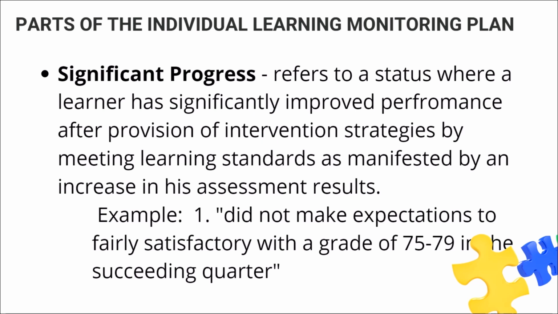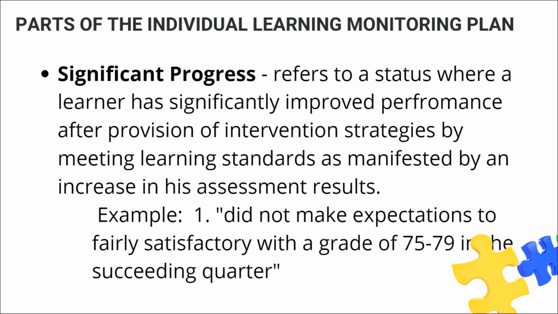So for example, before his grade was failing and now he is not failing anymore, it's maybe between 75 to 79 or a similar level for the formative assessment. Then the child could be tagged as significant progress. So all you have to do is check on this part.